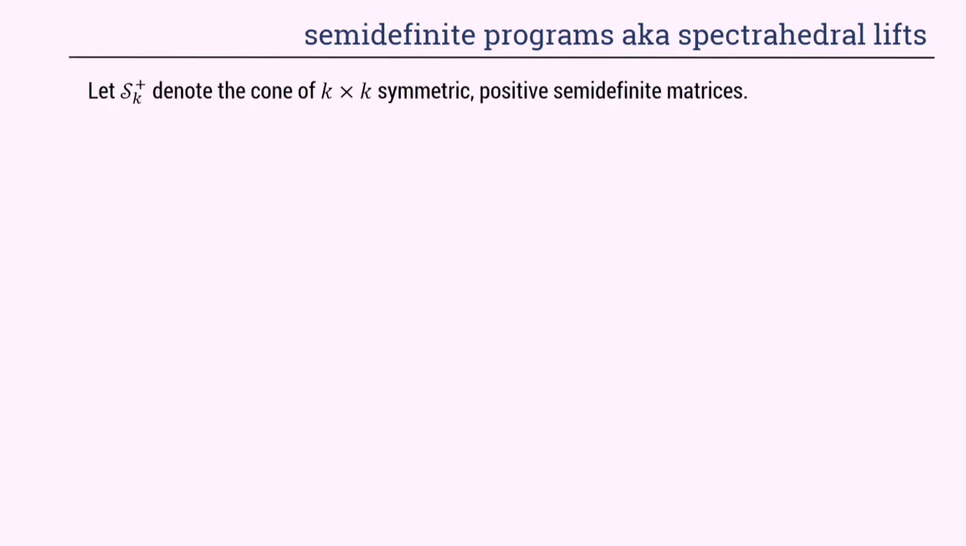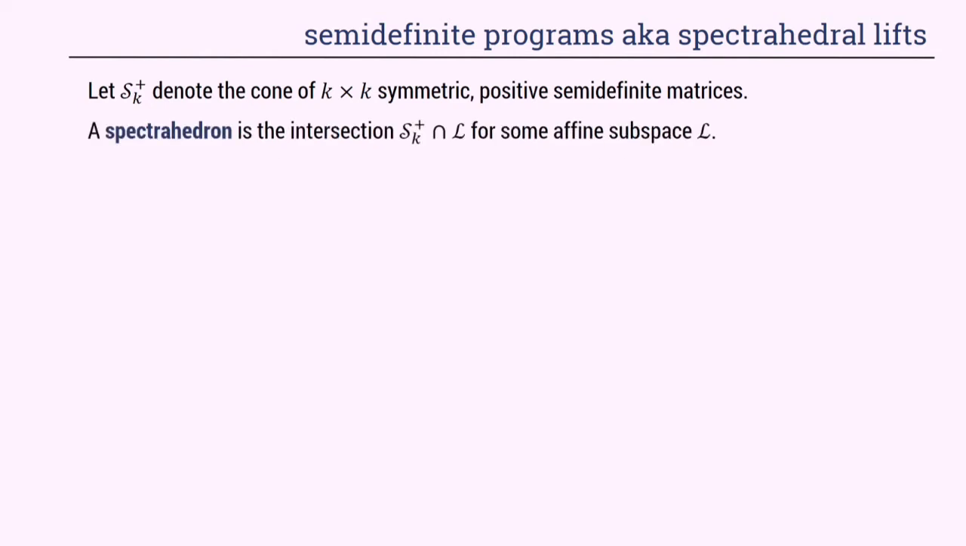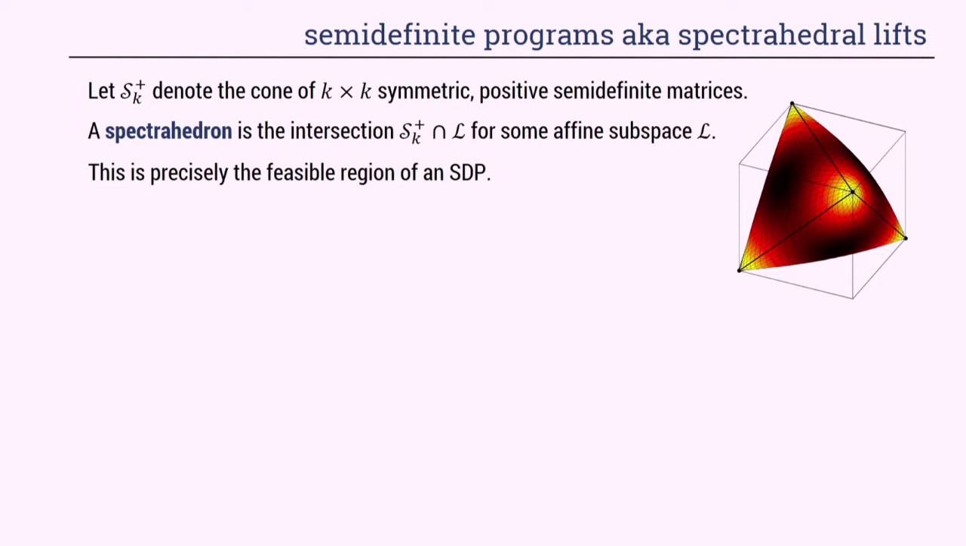Okay, so let S_k be the cone of k by k positive semi-definite matrices. And then a spectrahedron is the intersection of this cone with some affine subspace. Okay, so here's a picture of a spectrahedron. This is the elliptope. It sits in 3 dimensions. So spectrahedra are precisely the feasible regions of SDPs. This is not a polytope. You can see that it's curved, as you would expect. The cone of positive semi-definite matrices is not bounded by some finite number of hyperplanes.